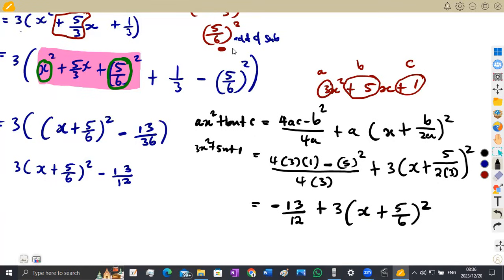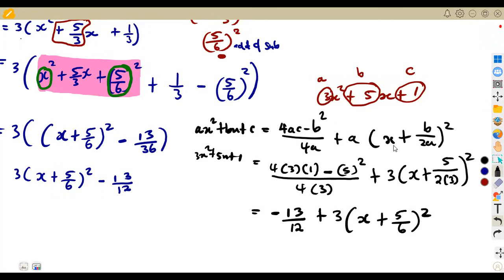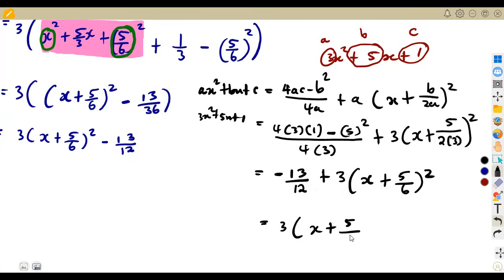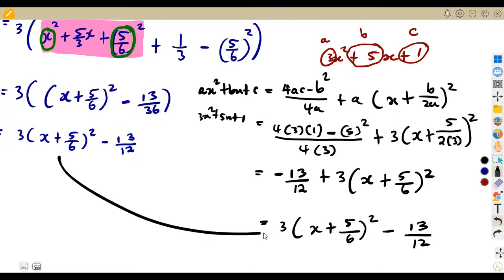Okay, so that's how we can have this done. And as you can see, it is the same answer just like the previous one that we got here. Same presentation. All that here we can just start with a positive, so it's going to be 3 into the bracket of x plus 5 over 6 squared, minus 13 over 12. So it's exactly what we got from the traditional method, and from the formula, we have got the same thing.